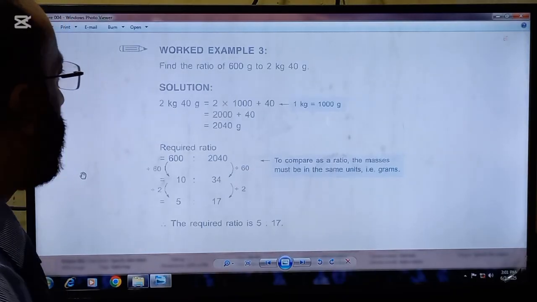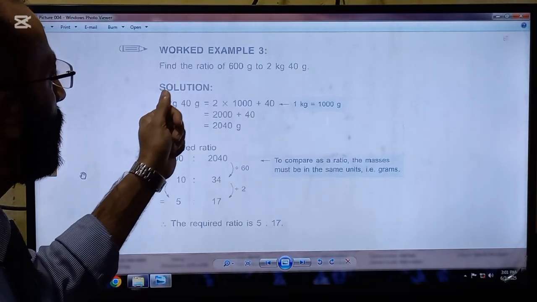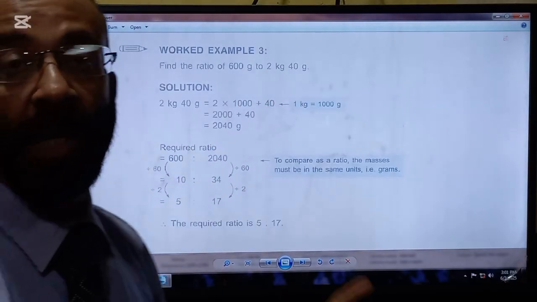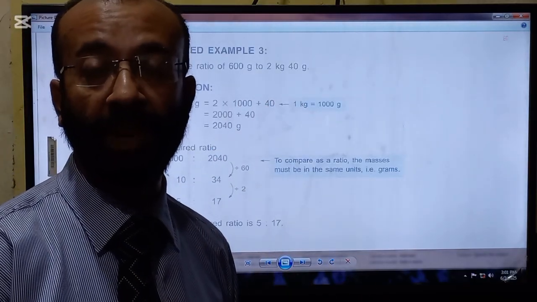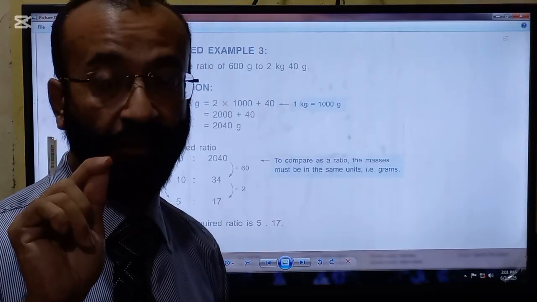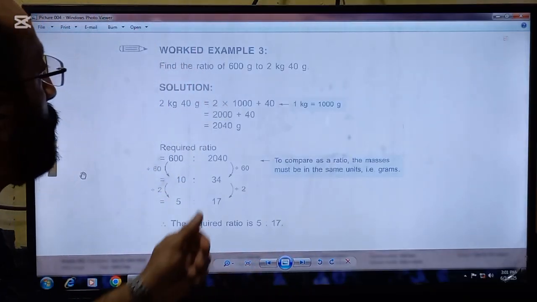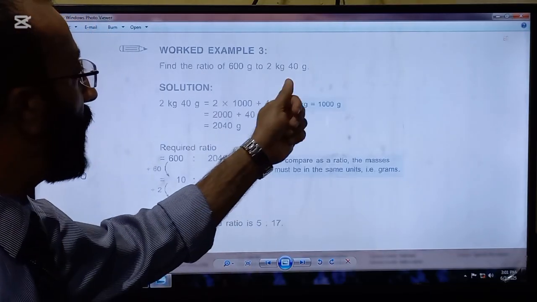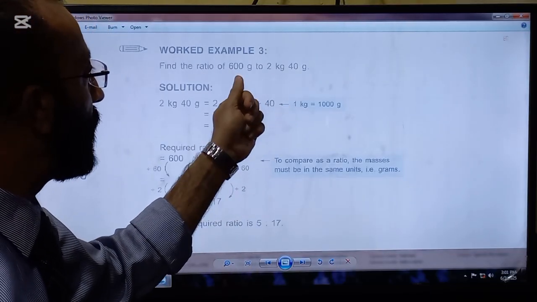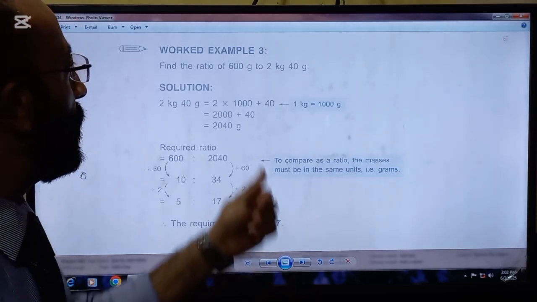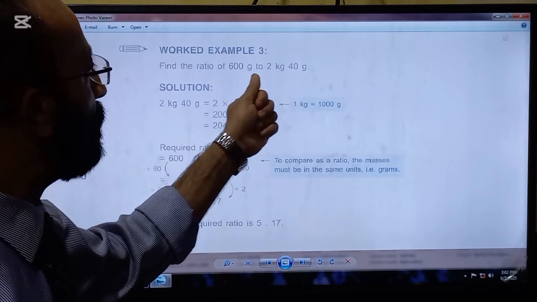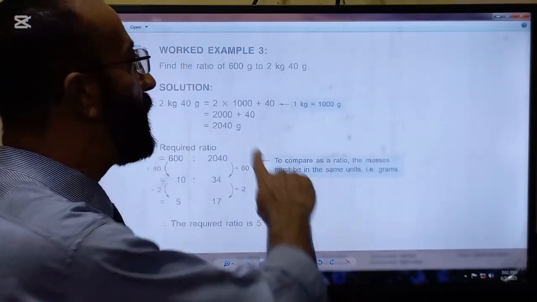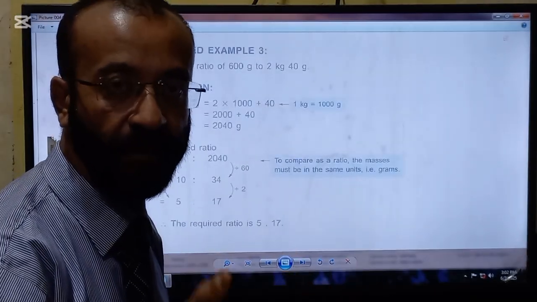Here is another question. The statement of the question is: find the ratio of 600 grams to 2 kg 40 grams. If this kind of question comes in the paper, first we have to convert the units into the same unit, because there are two kinds of units used in the question, grams and kilograms. So this quantity is in grams, but this quantity is in kilograms and grams. So first we will convert this second quantity into grams.